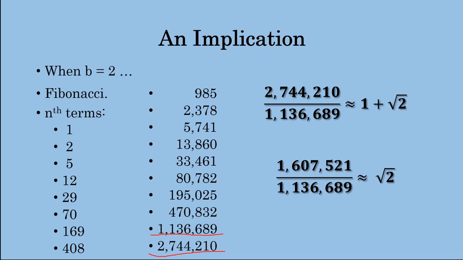And we can simplify the left-hand side of the equation to be a single rational number, which will be 1,607,521 all over 1,136,689.